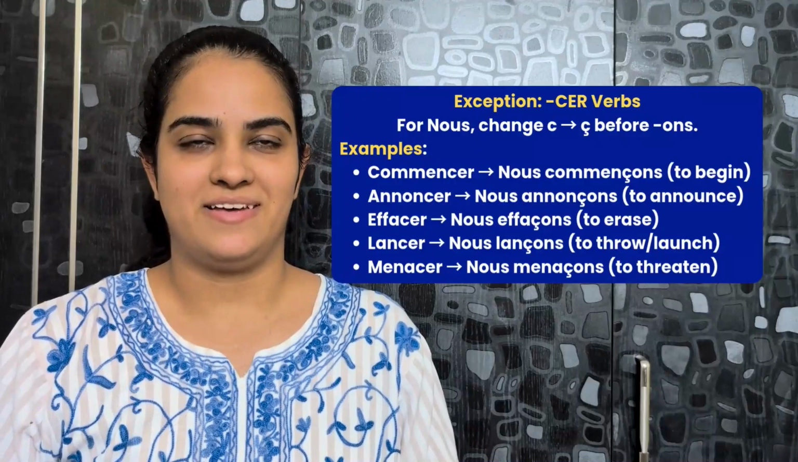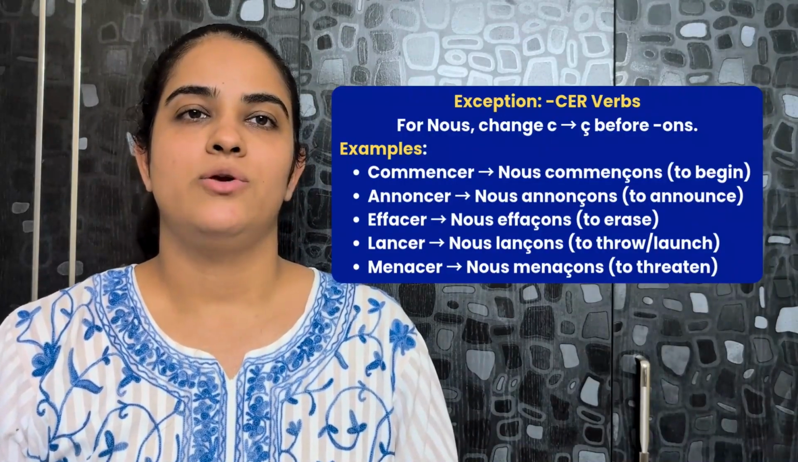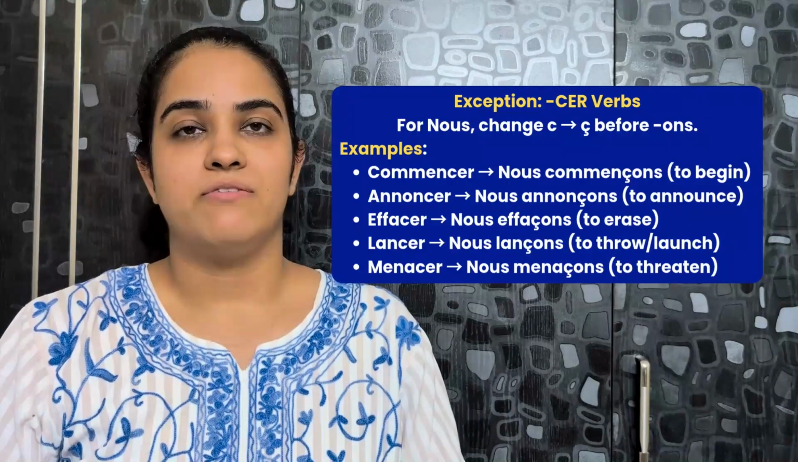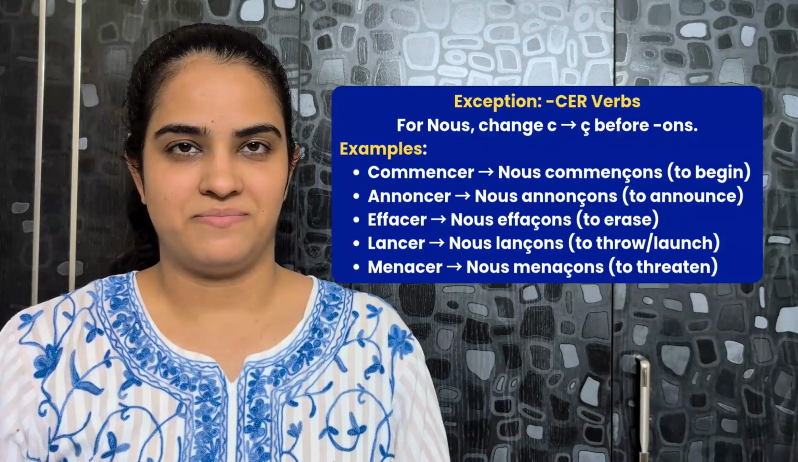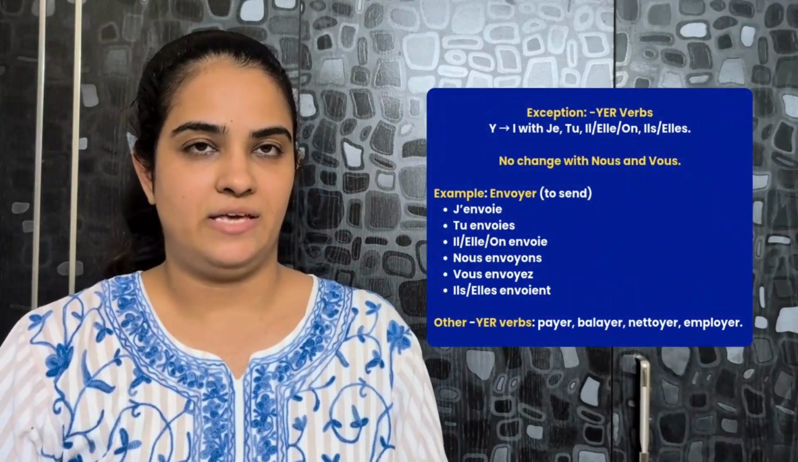The next exception is the verbs ending with cer. In this group of verbs, again, with nous, you have to add a cédille under the C in order to help keep the soft S pronunciation. For example, nous commençons.